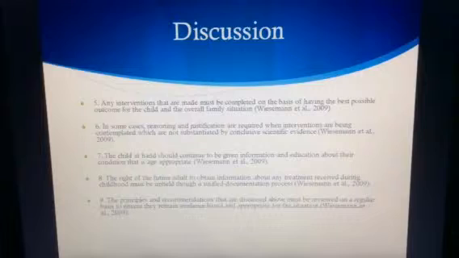And finally, the principles and recommendations that are discussed above must be reviewed on a regular basis to ensure they remain evidence-based and appropriate for the situation.